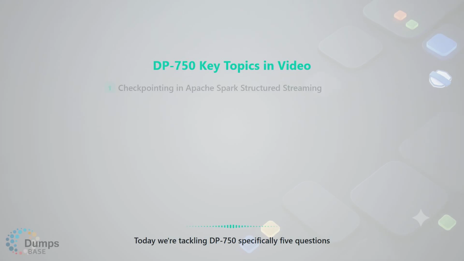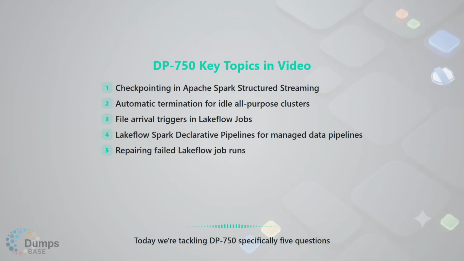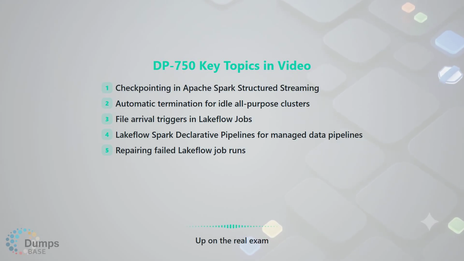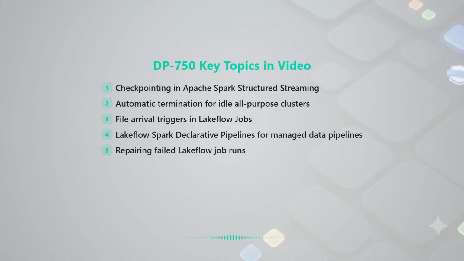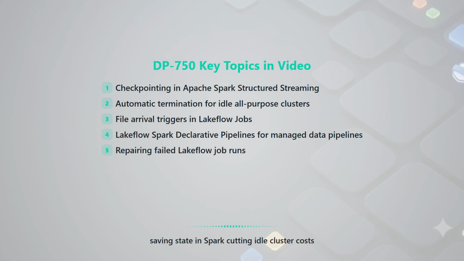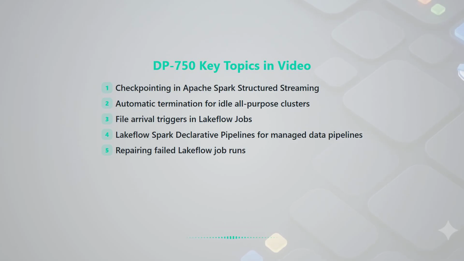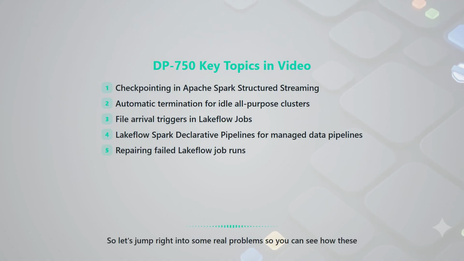Today we're tackling DP-750, specifically 5 questions covering data engineering concepts that trip people up on the real exam. Yeah, we're looking at some seriously practical stuff, like saving state in Spark, cutting idle cluster costs, and efficiently recovering failed pipeline tasks without just wasting compute. Right, and the best way to really nail these concepts is to walk through actual exam questions, so let's jump right into some real problems so you can see how these topics get tested.